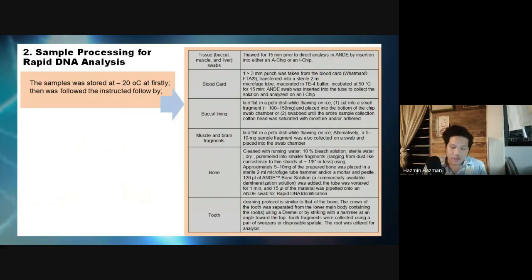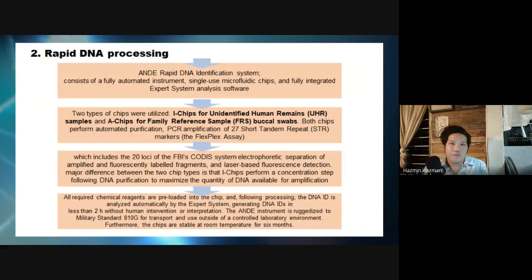the sample processing for the DNA analysis. The samples have to be stored at negative 20 degrees and follow the instructions in the table. They have more specifics on how the cells are collected before being stored and processed for rapid DNA analysis. So the next slide is about the rapid DNA processing.